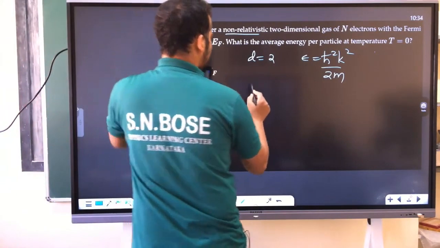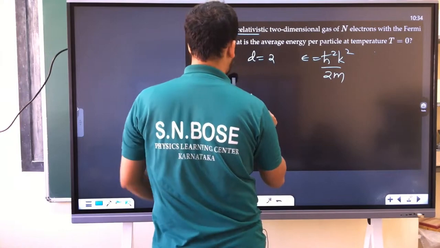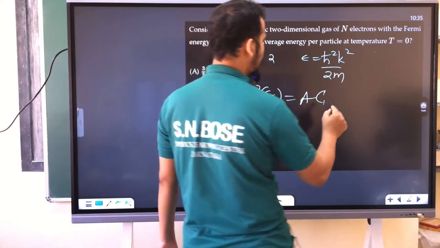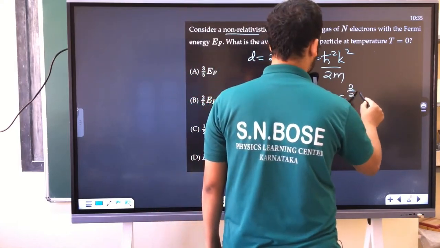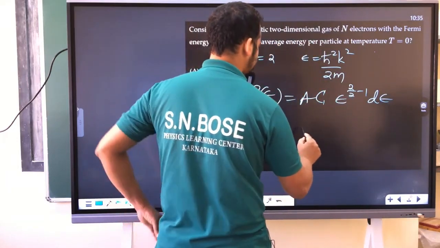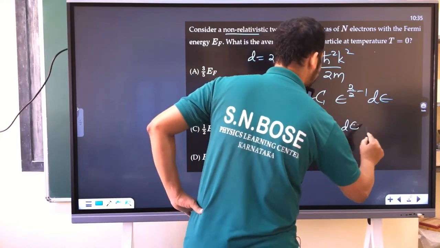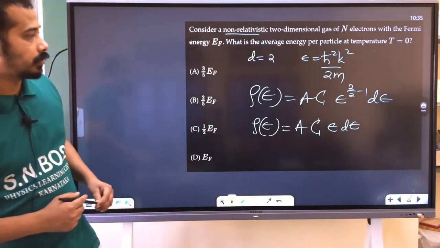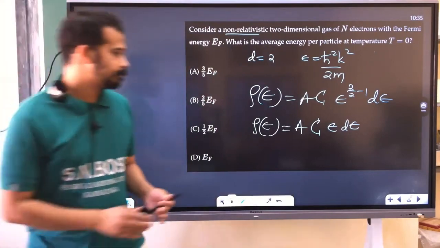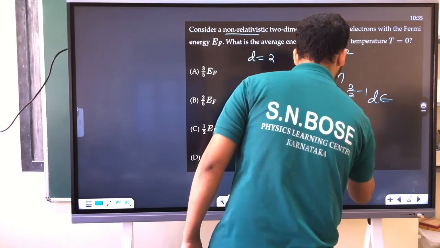First, I'll find ρ(E). That's equal to, it is two dimension. ρ(E) is equal to area comes in two dimension, constant into E^(d/2−1), d is 2. So ρ(E) is equal to area into some constant into E⁰ dE, isn't it? Can I write like this? E⁰, am I right? Independent. Give me one minute. E⁰, just dE, isn't it?